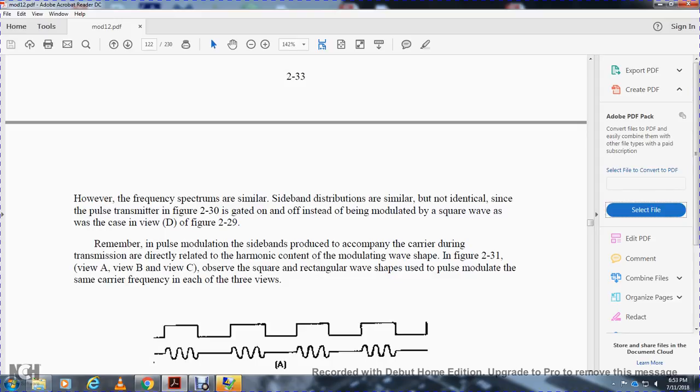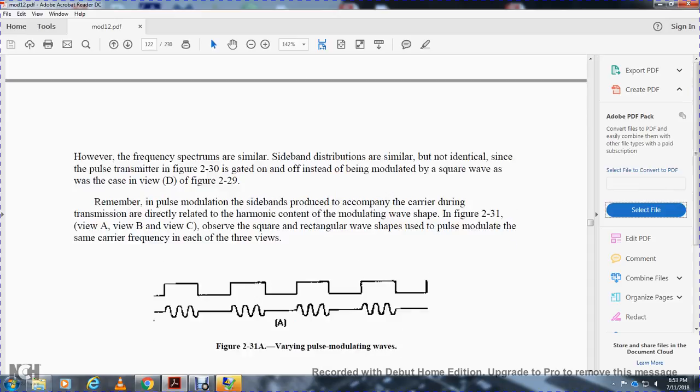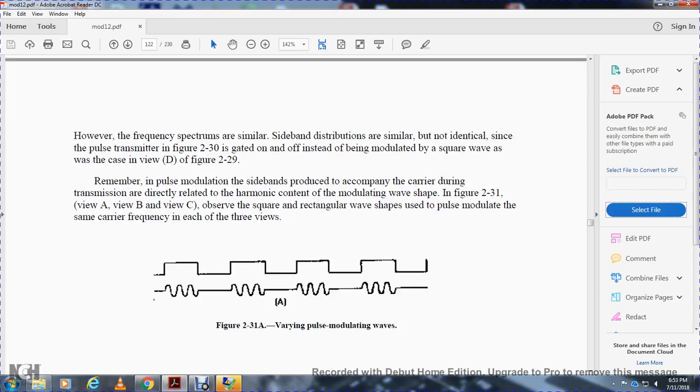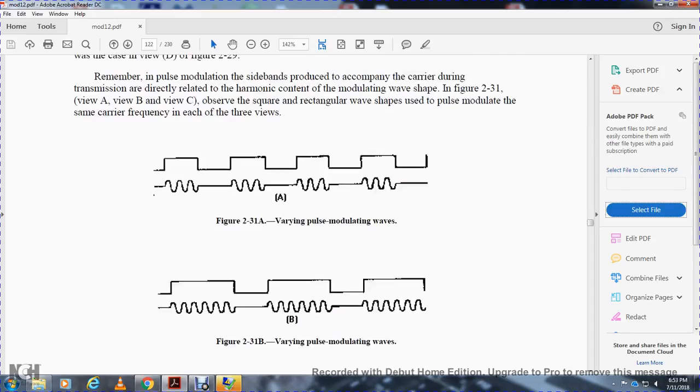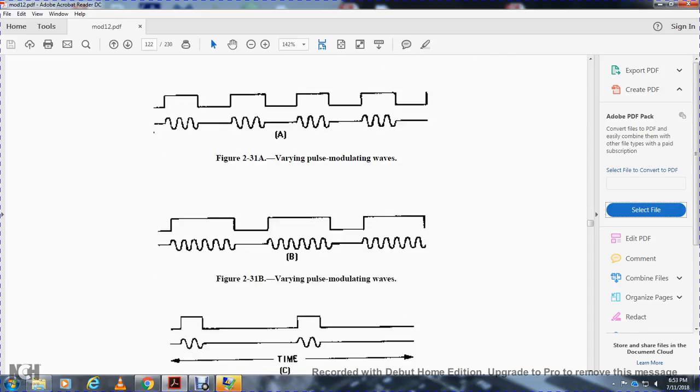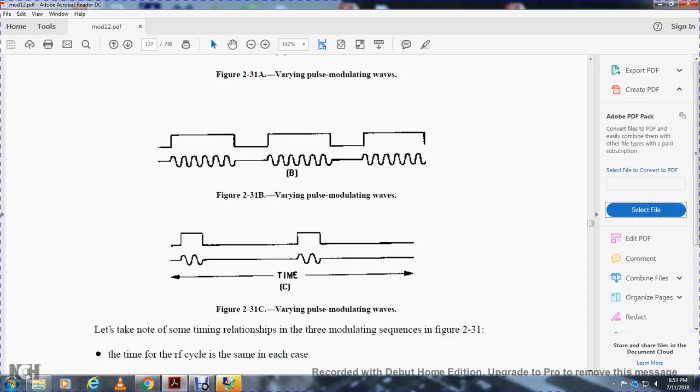Remember, the pulse modulation sidebands produced and accompanying the carrier during transmission are directly related to the harmonic content of the modulating wave shape. Figure 231, view A, view B, view C. Observe the square and rectangular wave shapes of the pulses that modulate the same carrier frequency in each of the three views. Figure 231 shows the varying pulse modulated waves, also the varying pulse modulated waves in part B, and the varying pulse modulating waves in time.